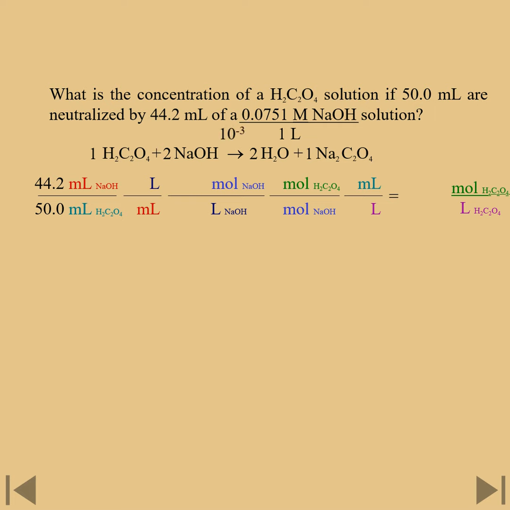For the numbers, 1 milliliter, 10 to the negative third liters. For sodium hydroxide, that's a 0.0751 mole per liter solution. And the balanced equation says 1 mole of oxalic acid to 2 moles of sodium hydroxide. Wasn't a 1-to-1 reaction this time. And 1 milliliter, 10 to the negative third liters. And that 10 to the negative third on the top and on the bottom cancel, so we don't have to put those on our calculators. And so simply 44.2 times 0.0751, divide 50, divide 2, or 0.0332 moles per liter.